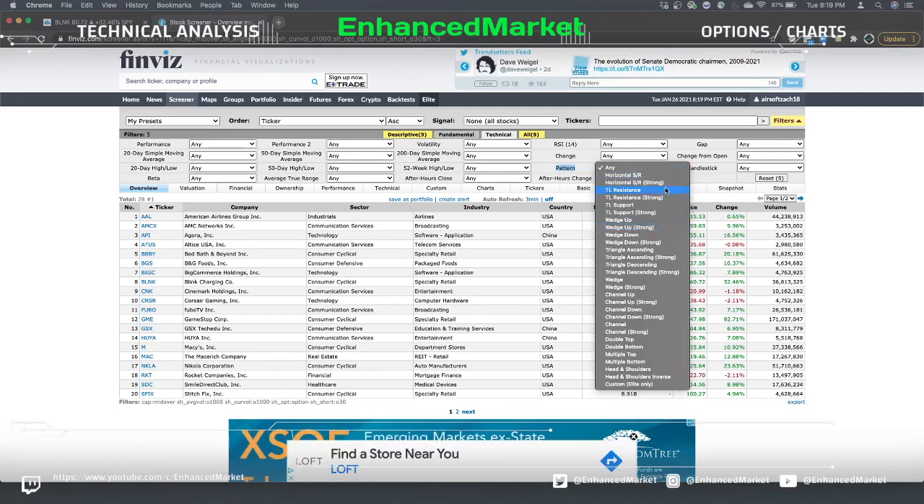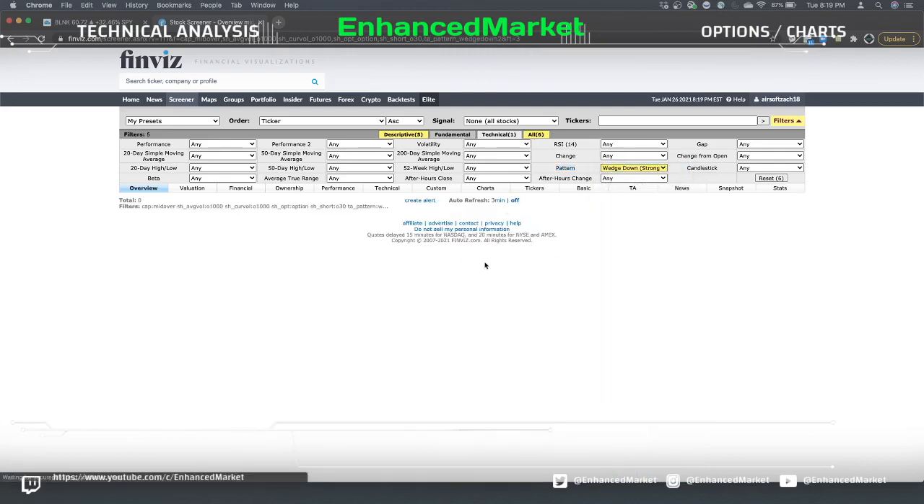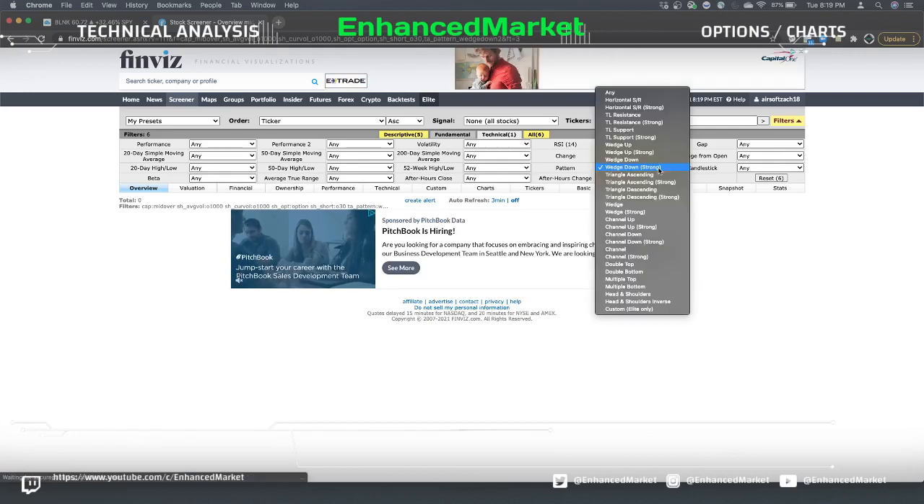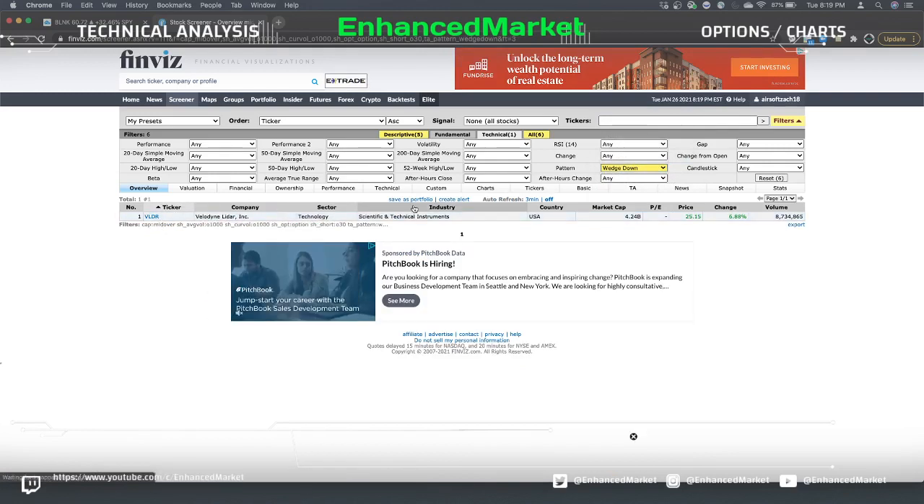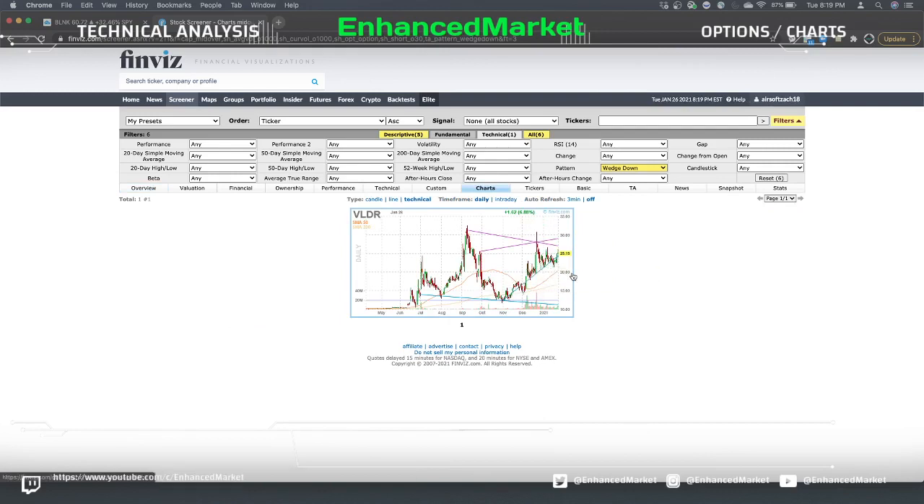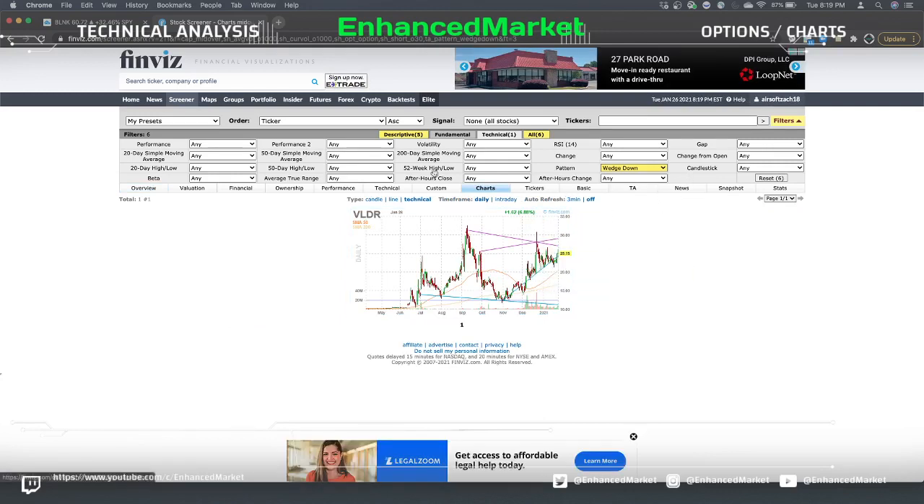So I love playing falling wedges. Falling wedges would be wedge down. So right now, no falling wedges that are strong. If I click wedge down, it comes up with one ticker, VLDR. I can go to charts right here and it will show me the actual full chart. So this is the only ticker that comes up on this scan with the filters that I chose. VLDR, I actually called this play out today, I think.